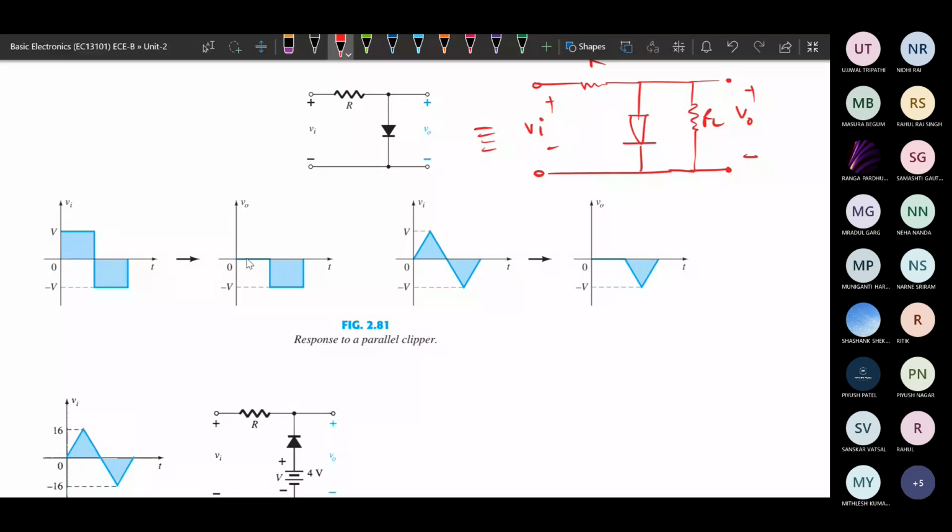Okay, so in the previous case it was negative clipping, in this case it is positive clipping. The previous was the example of negative clipping, so the negative portion was clipped off, here the positive portion is being clipped off. Okay, so this is the parallel clipper example.